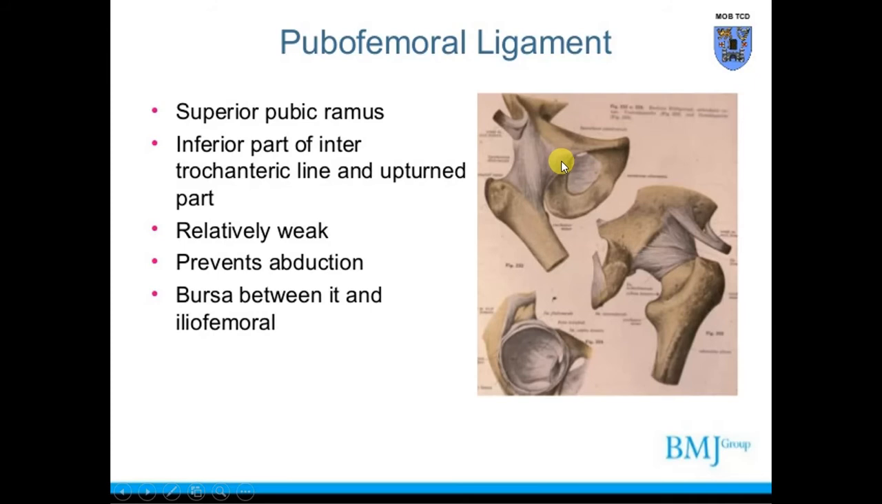Iliofemoral ligament. And there is a bursa between this part and the iliofemoral part. Here should be the bursa.